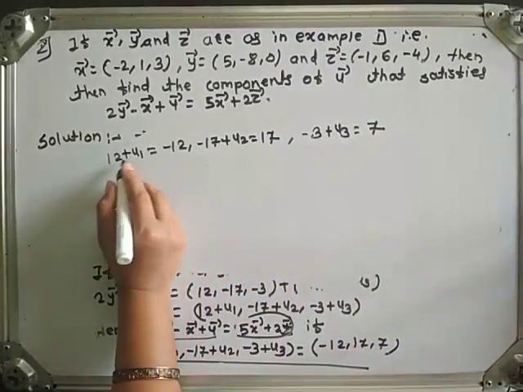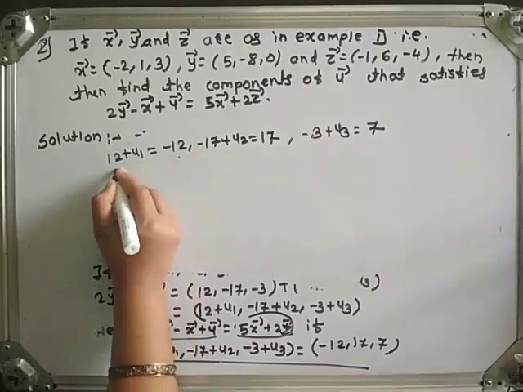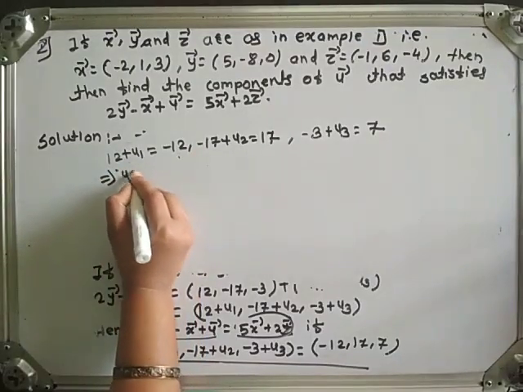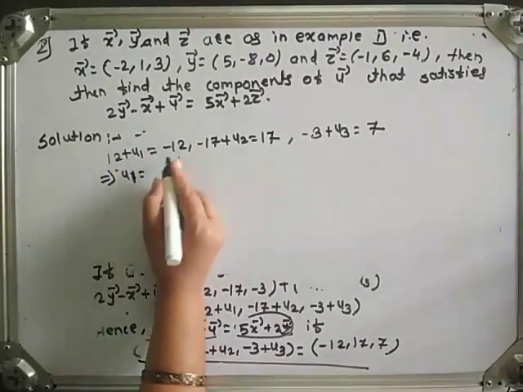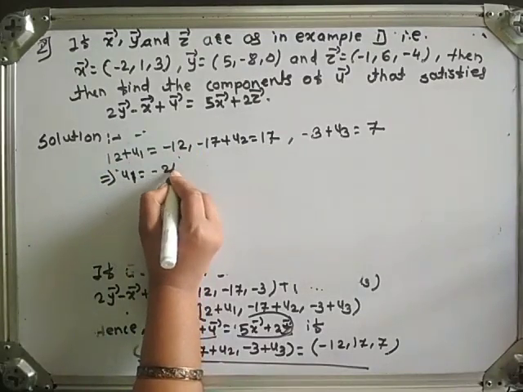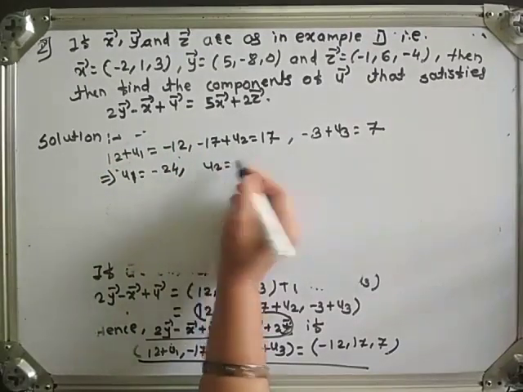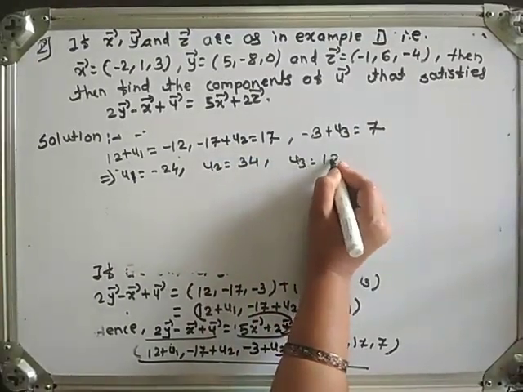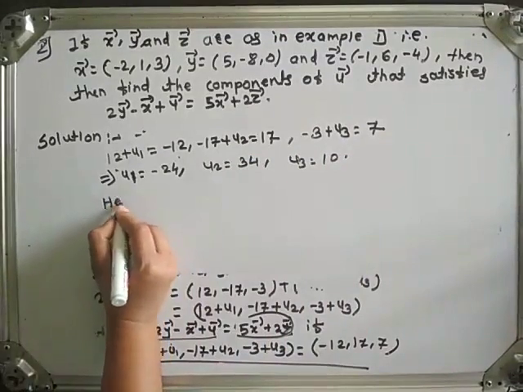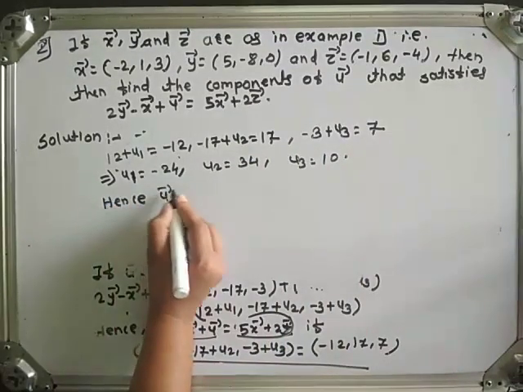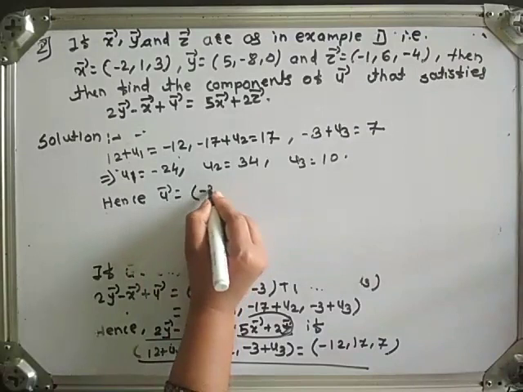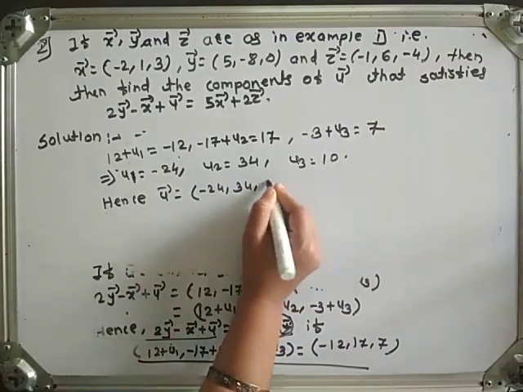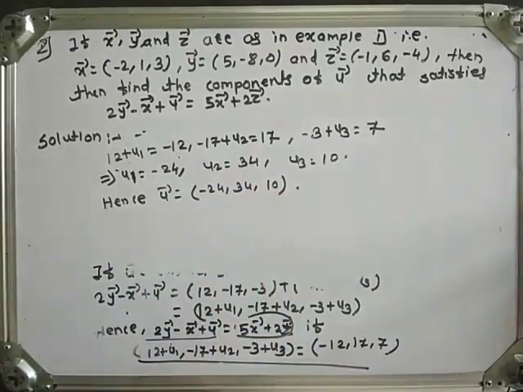Okay, 12 plus u1 equals -12, that implies u1 equals -12 minus 12, which is -24. u2 is 34 and u3 is 10. Hence the components of u bar, or u bar, is (-24, 34, 10). Okay, hence the solution of the second example is complete.